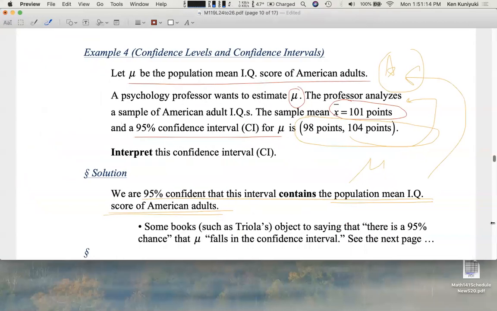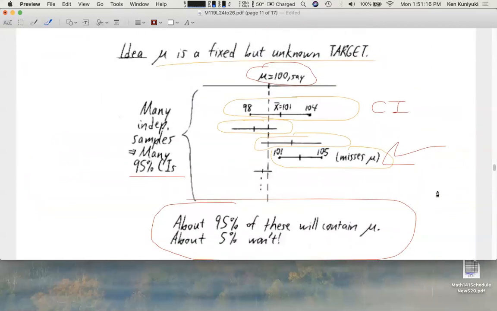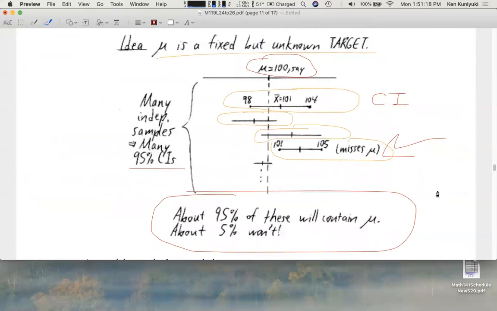To simulate what I was talking about over here, the idea that if you have a bunch of colleagues who want to know the mean IQ for an American adult, who have 100 different studies and they have 100 different confidence intervals, if they're all 95% confidence intervals and they're all appropriately constructed, then about 95% of them will contain the true value for mu and about 5% won't.